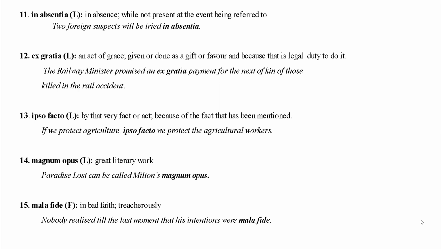So the railway minister promised an ex gratia payment. Here in this case, it's the function of the railway minister to check whether everything is in place. So due to the rail accident, if there are some people killed, as an act of kindness, he is giving a promised ex gratia payment for the next of kin. So those who are alive in his family, he will give that money.